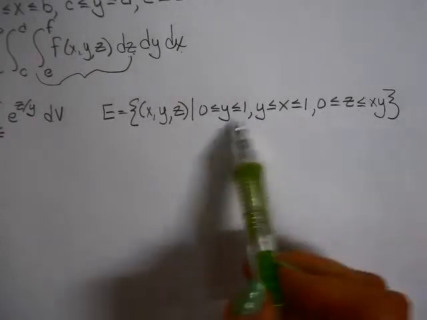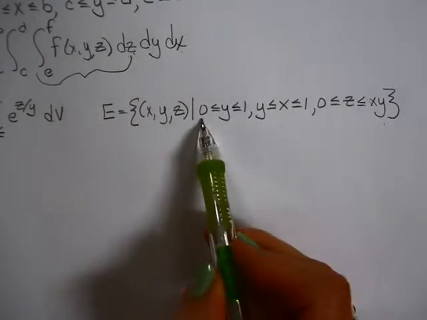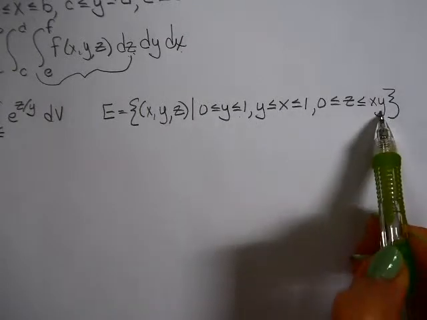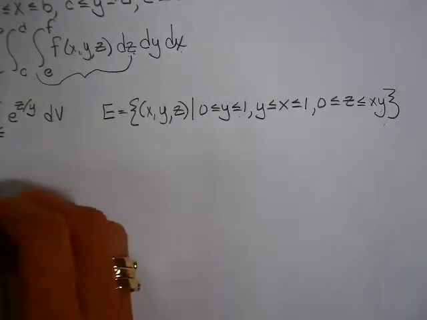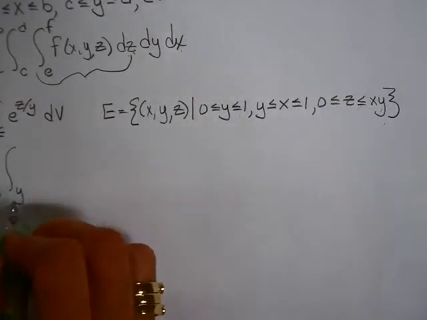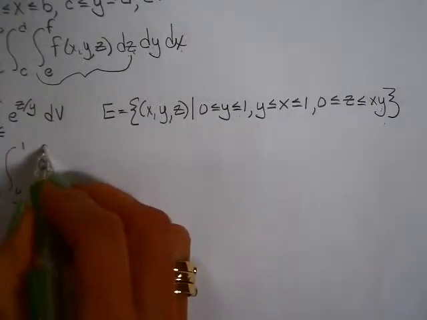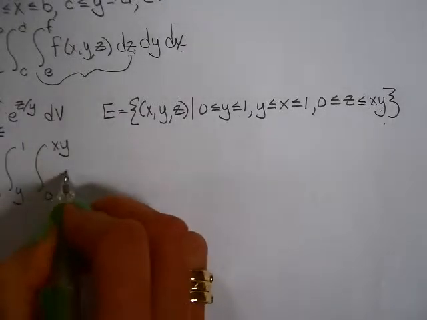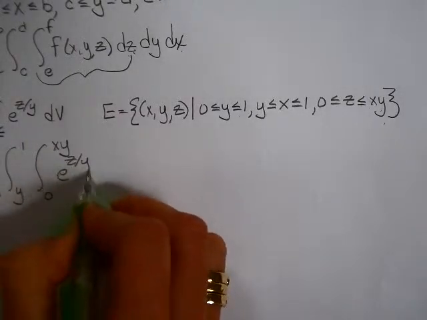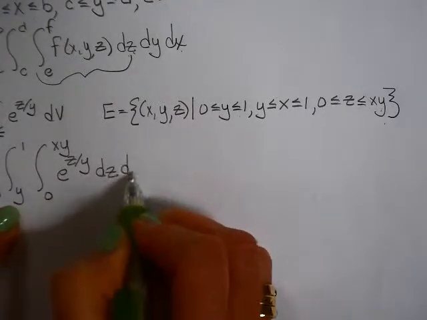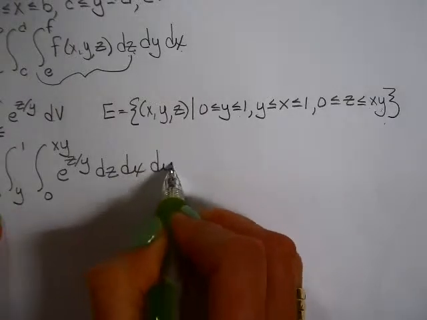All right, on your limits of integration here, this one is going to have to be on the outside because it's got the 0 to 1. And then this one would need to be on the inside because you've got x's and y's. So when you set it up, just make sure you put the 0 and 1 on the outside, and then you're going from y to 1, and then you are going here from 0 to xy. You have e to the z divided by y. This is your dz, this one is your dx, and then this one is your dy.